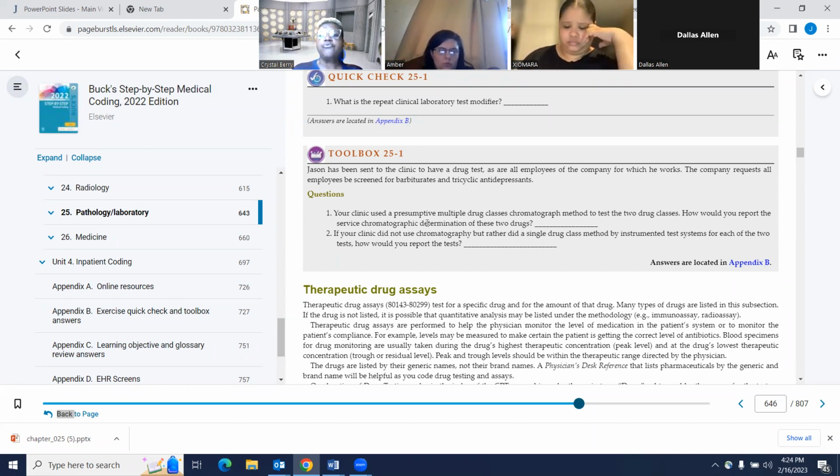Look at it again and read it. How would you report the service, chromatographic determination of these two drugs?